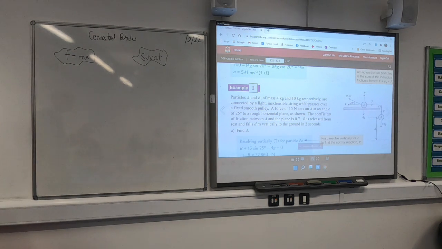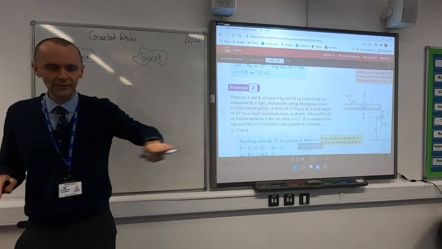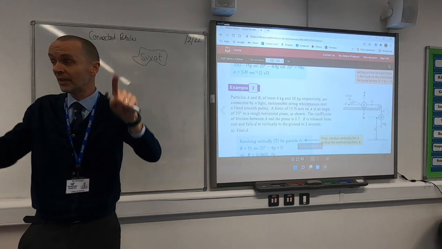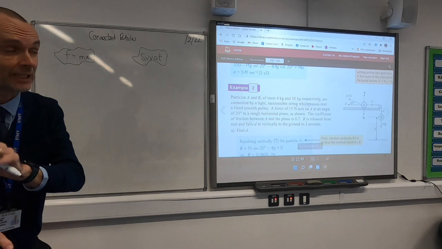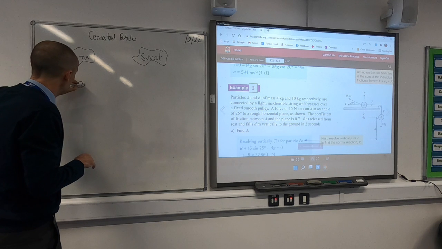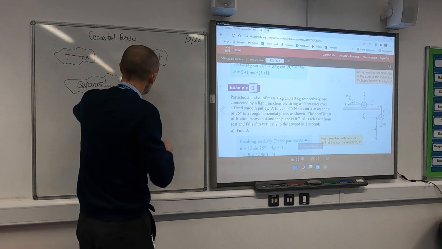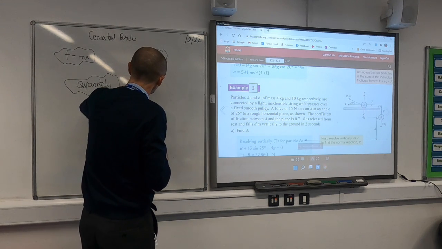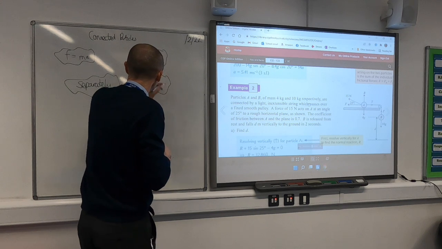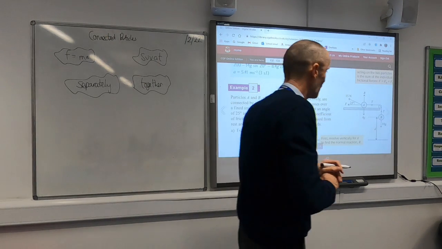And in addition, when you've got two connected particles, you may remember when we did this last year, it was either things towing each other along horizontal surfaces, or pulleys, and lifts, things in lifts. We either dealt with the different parts of the problem separately, or as a single thing, so together. I suspect today we'll come across all four of those things in different combinations. So let's have a look at a couple of example questions.